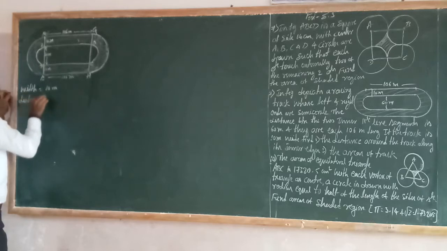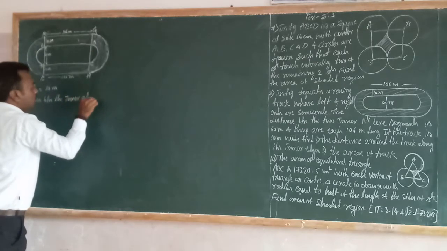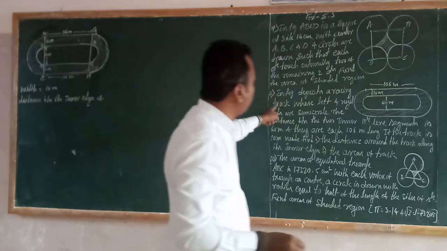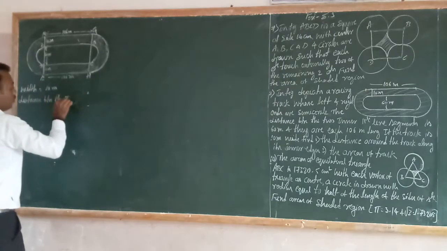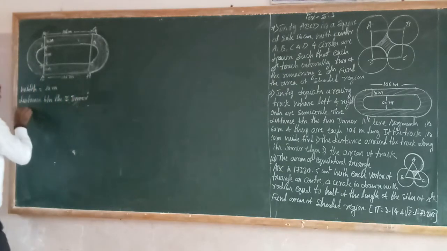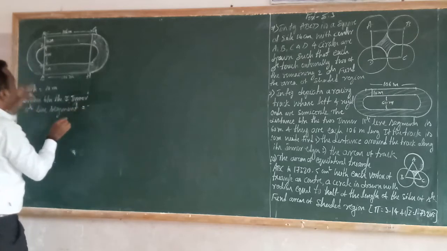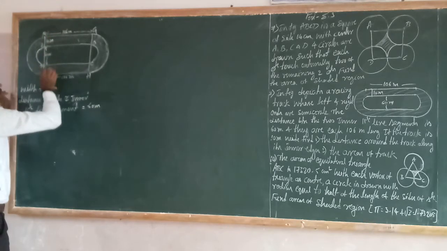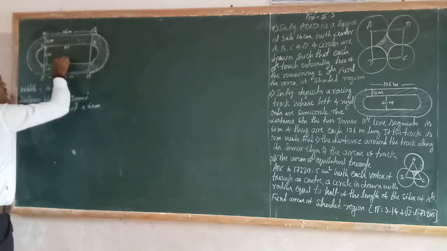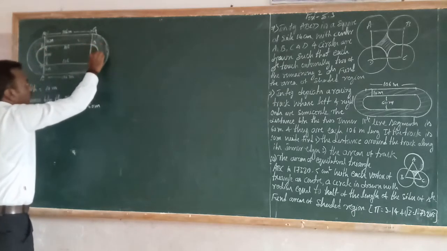The distance between the inner edges of the two inner parallel line segments is equal to how much? 60 meter. First we have to calculate this inner edges. This is 106 and this is also 106. This is the length of the semicircle, here also a semicircle. This is the outer semicircle, this is the inner semicircle.